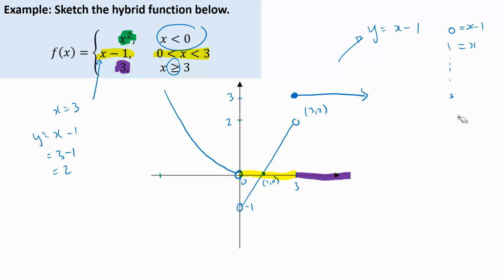So you can see, this is my graph. See how I'm sketching all 3 parts? This is the purple section, y equals 3, but I only sketched this part from 3 onwards. Otherwise it would have gone infinitely that way too. For the yellow graph, I only sketched between 0 and 3, and I found out the endpoints. When x is 0, y is negative 1. When x is 3, y is 2. And then when it's less than 0, I sketch the green part, which is the quadratic. This is called a hybrid function.